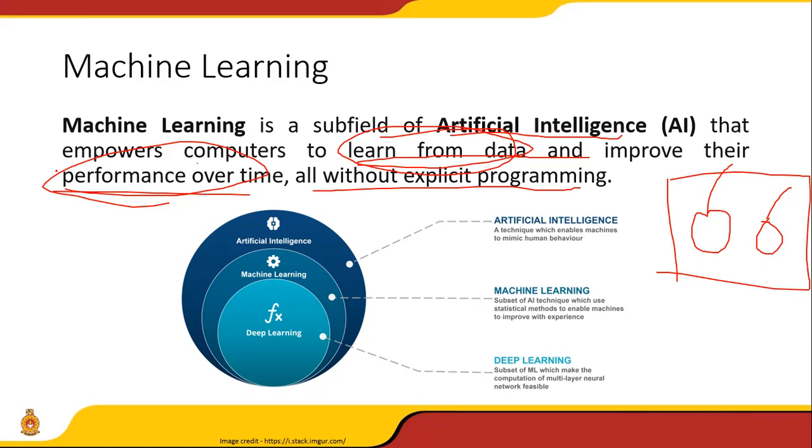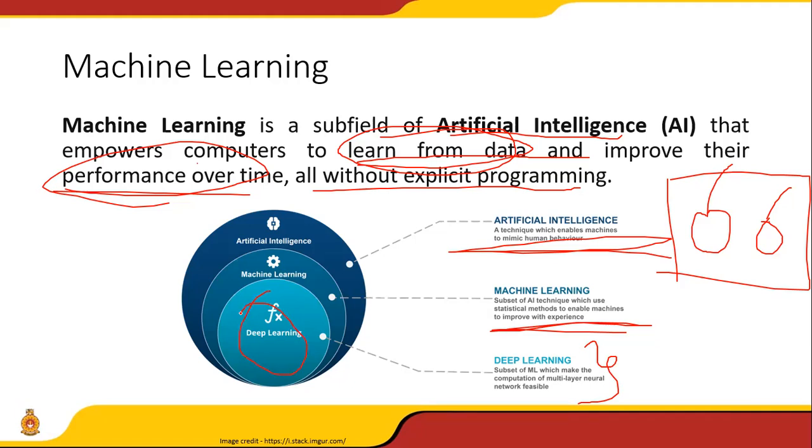Artificial intelligence is the technique that enables machines to mimic human behavior. And machine learning is a subset. Machine learning and artificial intelligence are two different aspects. Machine learning uses statistical models and many other models, plus algorithms, to improve the experience. Finally, we have deep learning. It's a subset of machine learning, making computationally multi-layered neural networks like the human brain. This is like a human brain, a very complicated architecture.